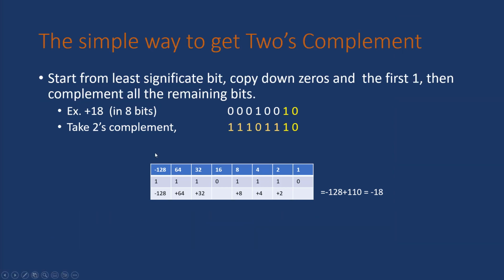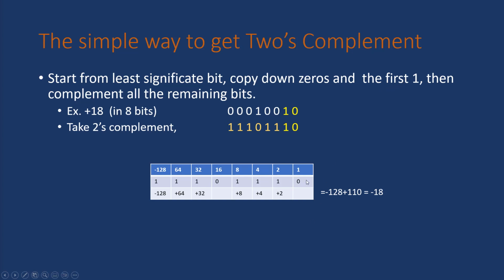There is a simple way to get 2's complement. Previously we introduced that you have to convert to one's complement and then plus one. But actually, there is a direct way we can do it. Start from the least significant bit. This is the least significant bit. And copy down all zeros. And then copy down the first one.